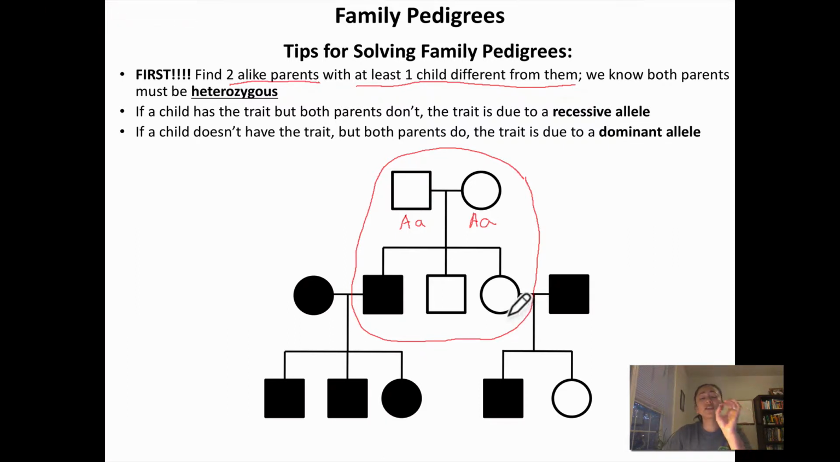Now, an important thing to note is that if you don't have this type of pattern somewhere in the pedigree, then that means there's not enough information in that pedigree to know for sure if the trait's caused by a dominant or recessive allele.